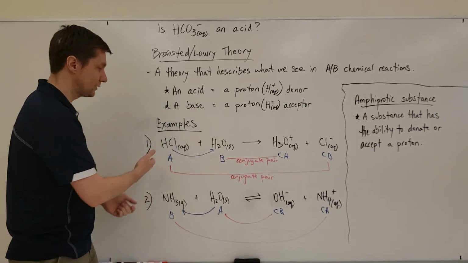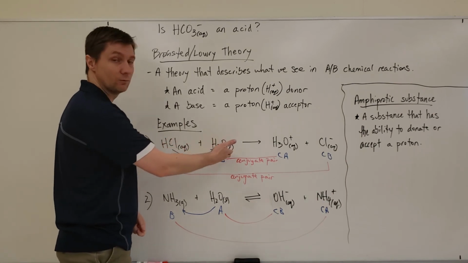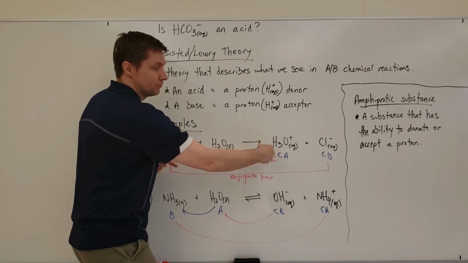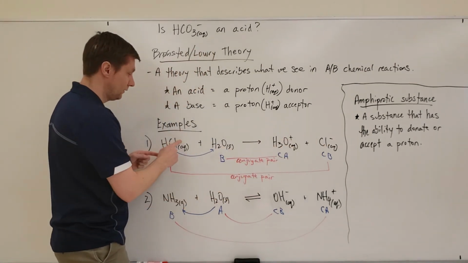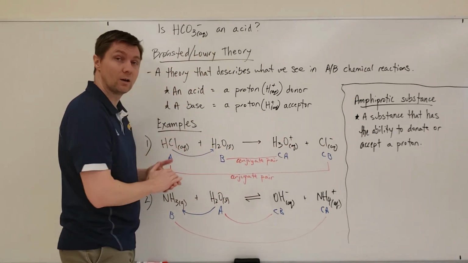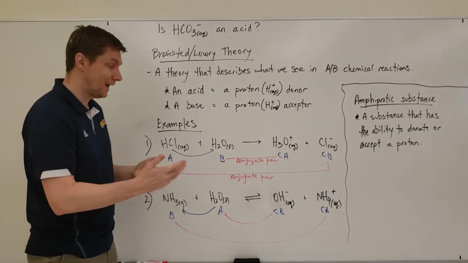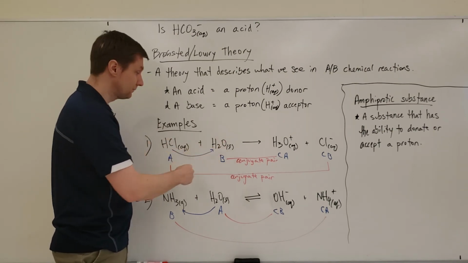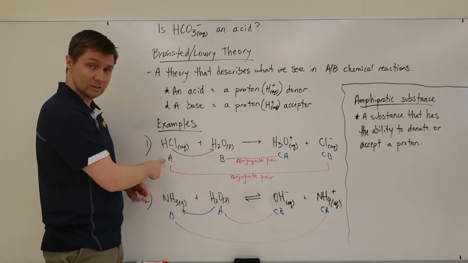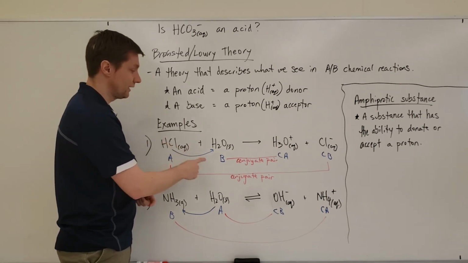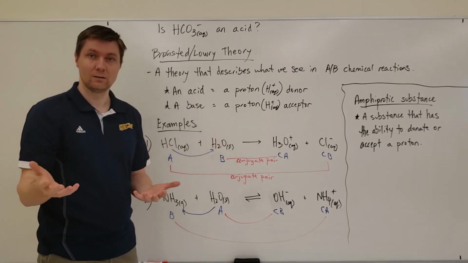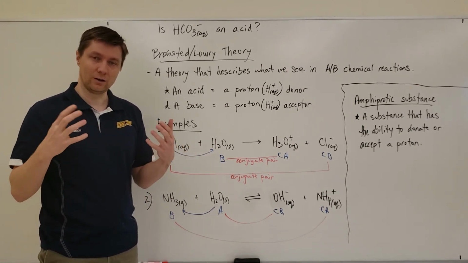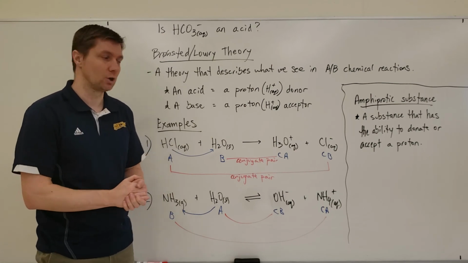So if we have a chemical reaction like this one where we've got hydrochloric acid reacting with water, you can see that in order to produce hydronium and chloride ions, the hydrochloric acid has to donate a proton to the water molecule. That means this is the proton donor, this is the proton acceptor, and so this is my Bronsted-Lowry acid, the hydrochloric acid, and the water is my Bronsted-Lowry base. And yeah, it's kind of weird to call water a base, but under that definition, that's what we call it.